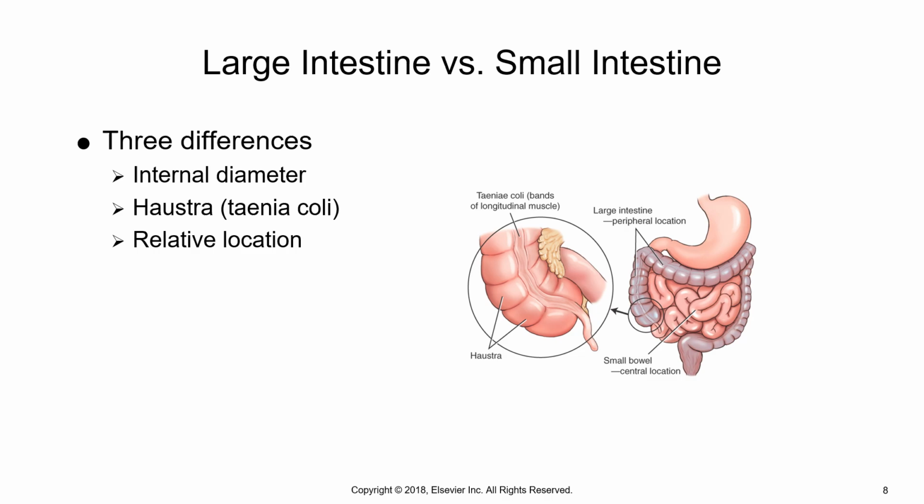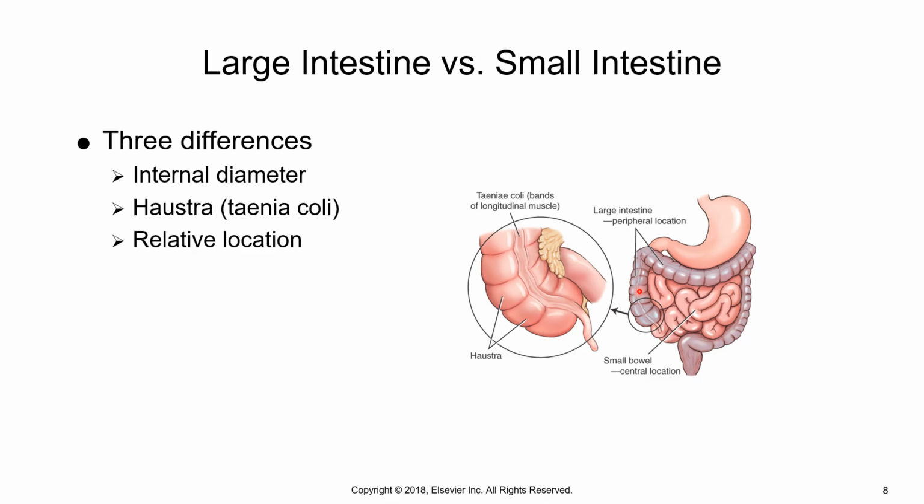Again, here's a slide referencing the differences we said in the large versus small intestine. The internal diameter is different between them. The large intestine has haustra. These are sac-like pouches. These longitudinal muscle bands are the tinea coli. There are 3 longitudinal bands that actually pull the large intestine into pouches. And then lastly, we did say that the location of the small versus large intestine is another difference.